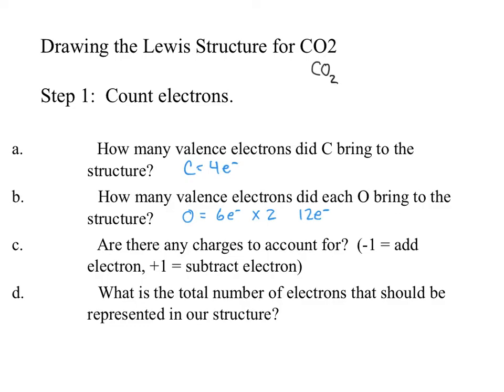If I have a positive charge, that means that I've lost some electrons, so I have to subtract the number of electrons for each positive charge. So since I don't have any charges, I don't have to worry about that. So my total is 4 electrons plus 12 electrons, and so overall I should have 16 electrons in my structure when I'm done.